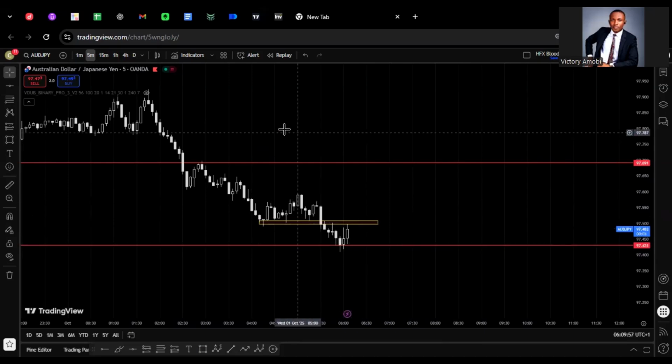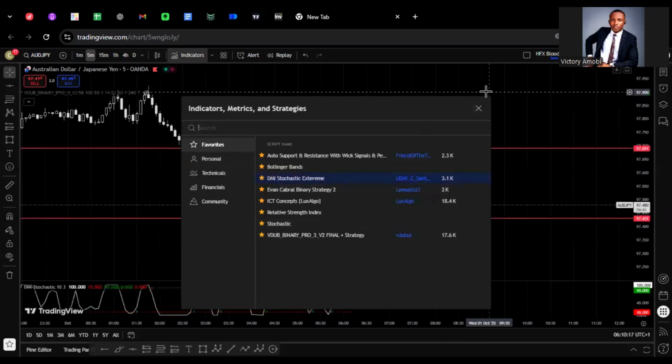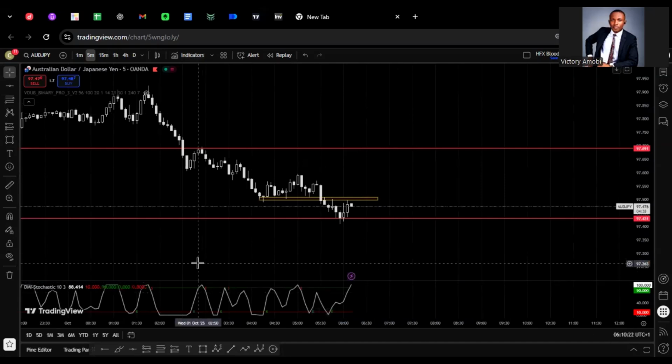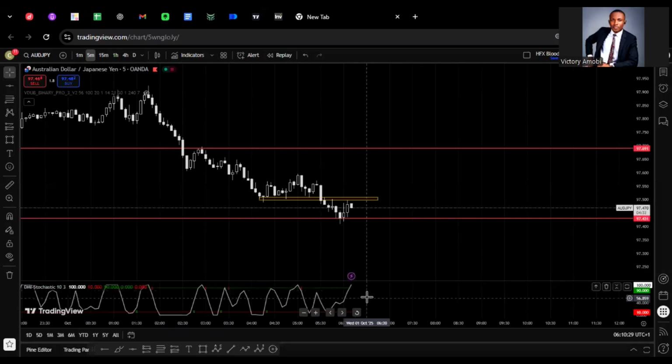Let's just watch it. So since I'm working with indicators, right, I have my key areas. What next? I can activate them. Let me add my DMI stochastic. The essence of all of this, right? So you can see with my DMI stochastic, the market is overbought already. So you're waiting for a sell opportunity.